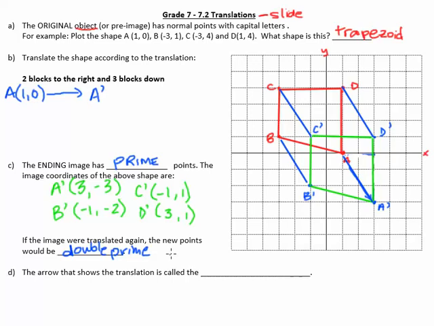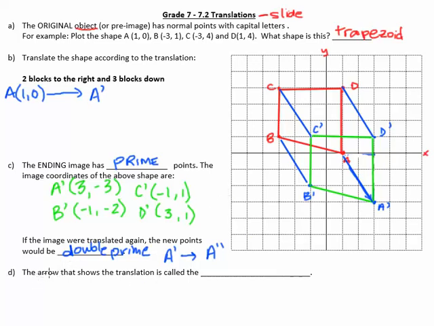So if A prime gets translated again, it becomes a double prime. Whoops, not like that. It should be 2 apostrophes, like that. And I can continue to do that. If I translate it again, it'll be a triple prime, a quadruple prime. I could have even multiple little apostrophes here to show all the new images of the original object.